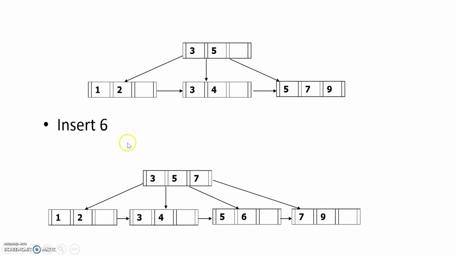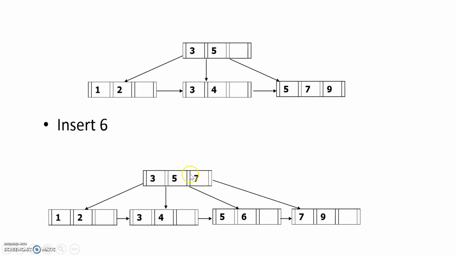Now I'm going to insert 6. Let us suppose 6 will come here. It will be 5, 6, 7, 9. Again, this node is overflow. We are again going to split. 7 will go up. Towards the left of 7 will be 5, 6, and towards the right of 7 will be 7 and 9.